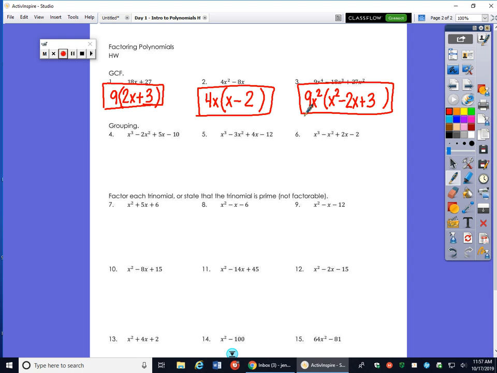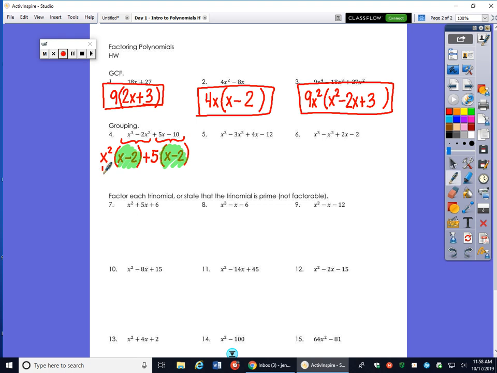With grouping, you're going to take the first 2 terms and figure out what they have in common, and then take the second 2 terms and figure out what they have in common, and then you're going to put the GCFs together and then the common terms together. So between these first 2, they have an x squared in common, leaving you with x minus 2. And between the second 2, they have a plus 5 in common, leaving you with x minus 2. Now if you notice, the insides right here are the same, and that's good. That should be. When you're grouping, that's what you want.